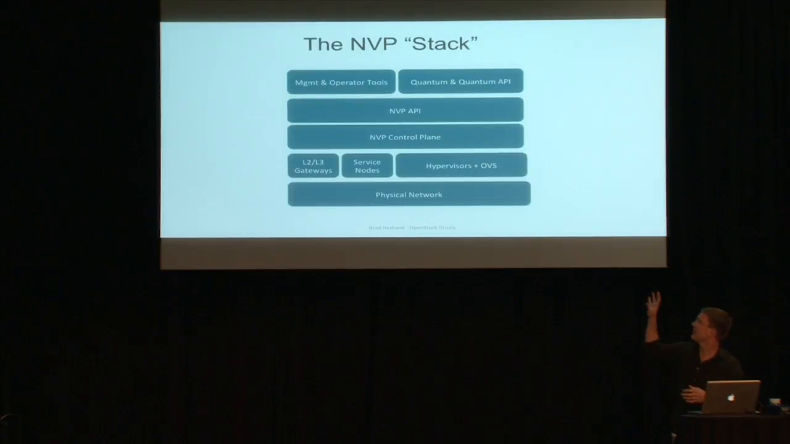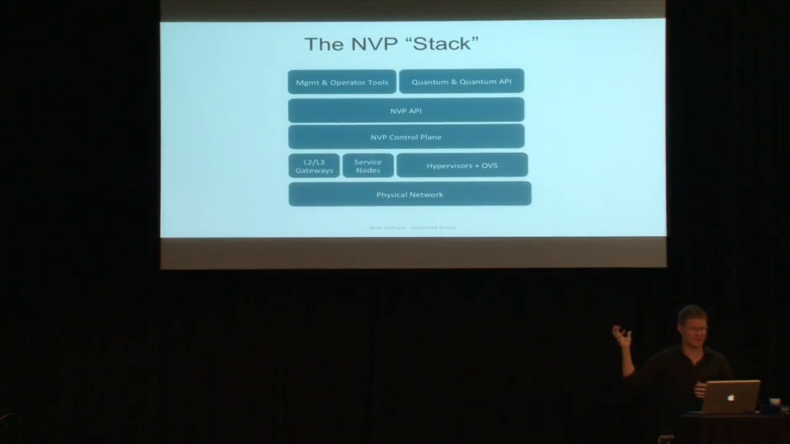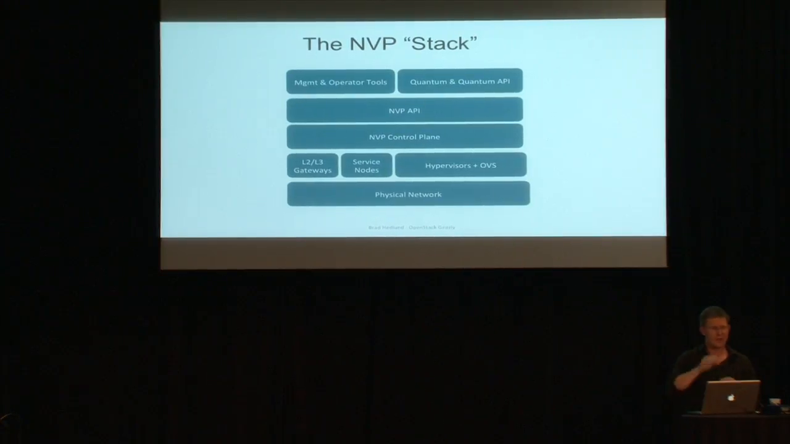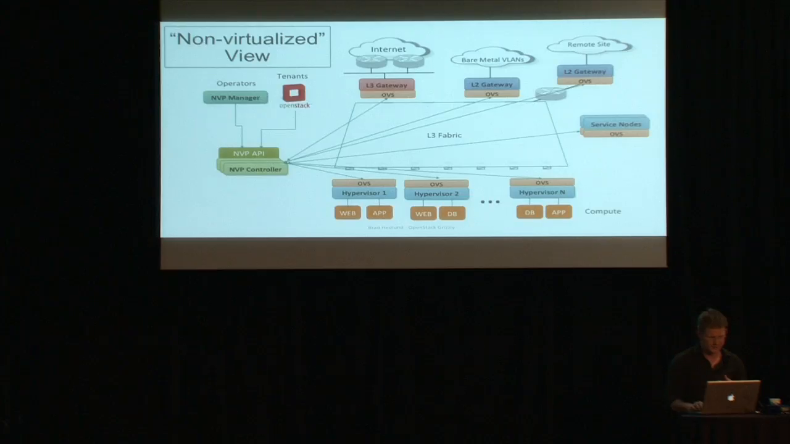This will be our visual outline for today. This is the entire NVP stack that we'll be talking about, from the most basic and most physical to the highest management layer, so physical network to management layers. We'll be taking a path from the bottom of the stack up to the top and then circling around to get some of the other environments. Before I talk about a given component, I'll highlight where we are in the stack, so hopefully you can keep context. So here's a very high-level view of what an NVP deployment will look like.